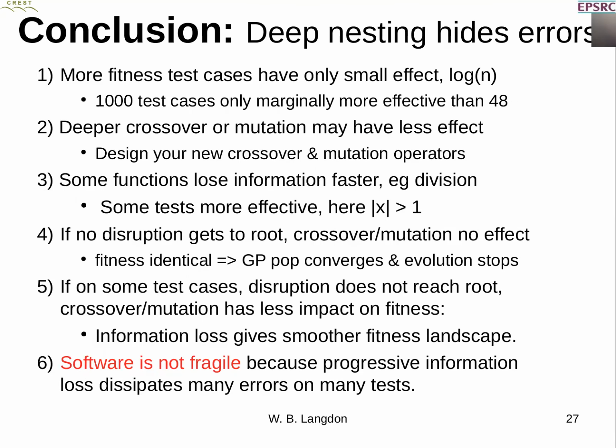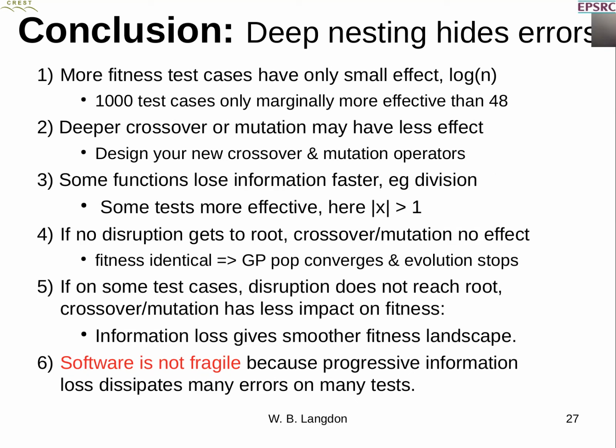So just to conclude, in the GP system, deeply nesting the crossover points gives rise to a smooth landscape. Increasing the number of test cases seems to only have a marginal effect. So for instance, going from 48 test cases to 1,000 test cases made the testing only marginally more effective. In other words, it made only a marginal increase in the length of the blue chain going towards the root node.